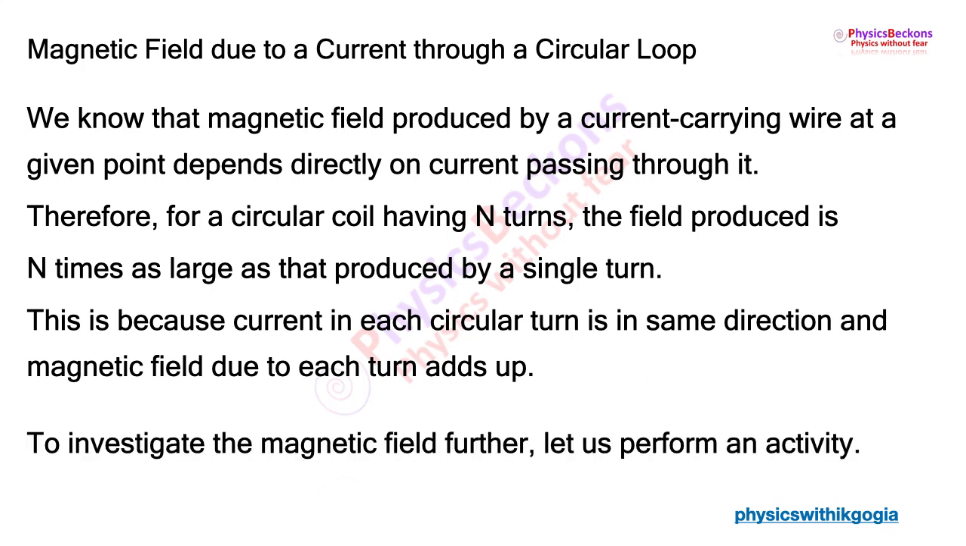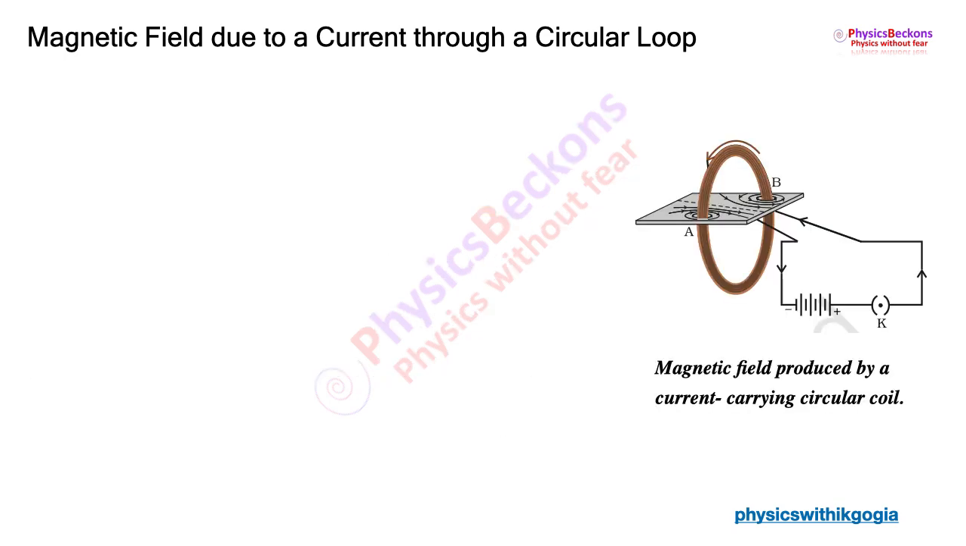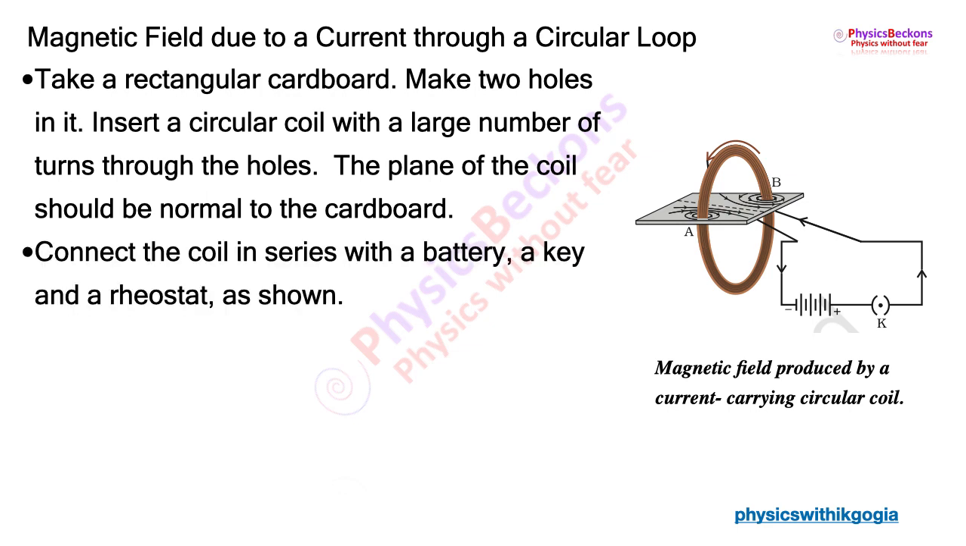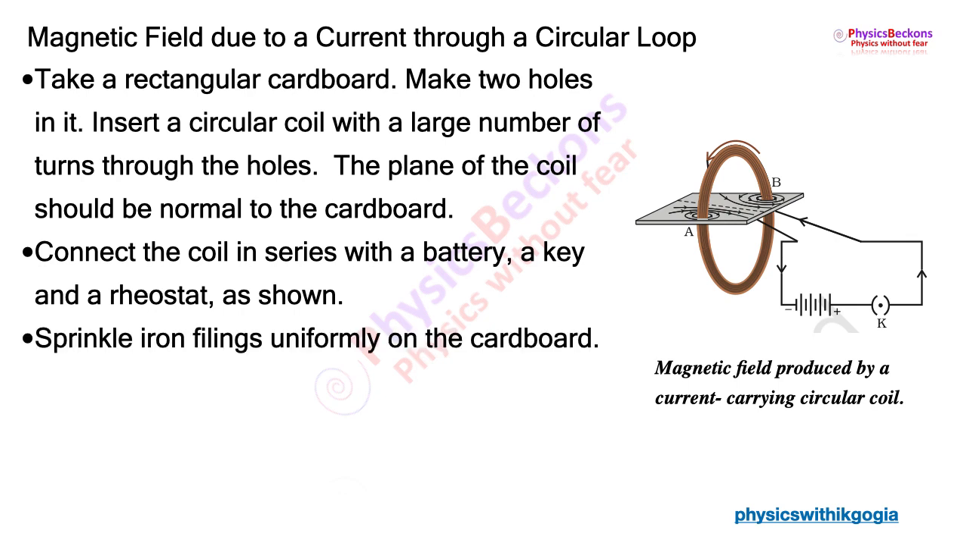In order to investigate the magnetic field further, we perform another activity. Take a rectangular cardboard, make 2 holes in it, insert a circular coil with a large number of turns through the holes. We connect the coil in series with a battery, a key and a rheostat. The rheostat is used to control the current.